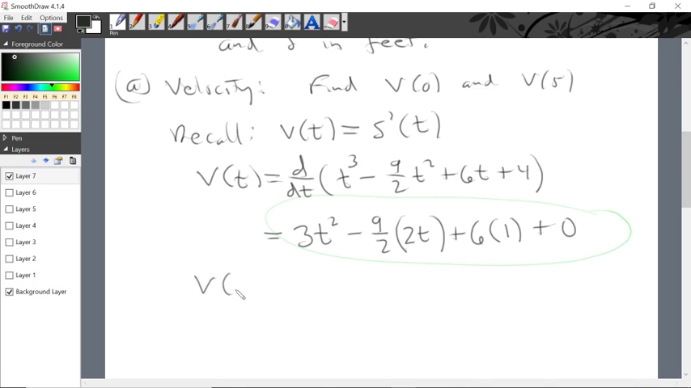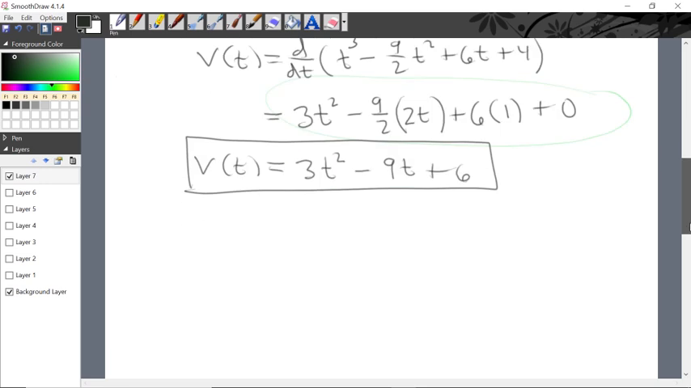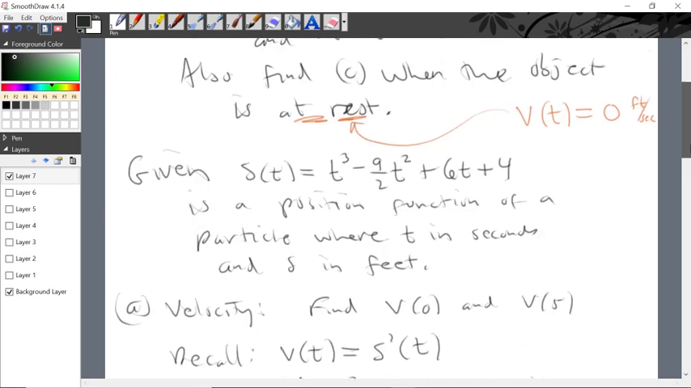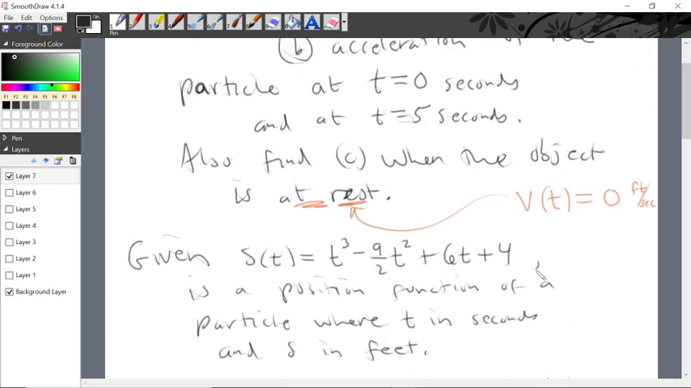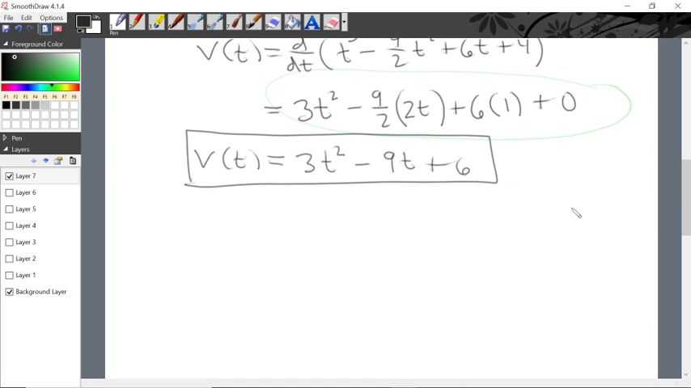So I'm going to go ahead and clean this up a little bit in preparation for doing that. I'll make it a little easier: 3t squared minus 9t plus 6. This is our velocity function for all values of t in the domain. I'll give us a domain here. I'll say t is greater than or equal to 0, in fact. All right, so here's v of t.